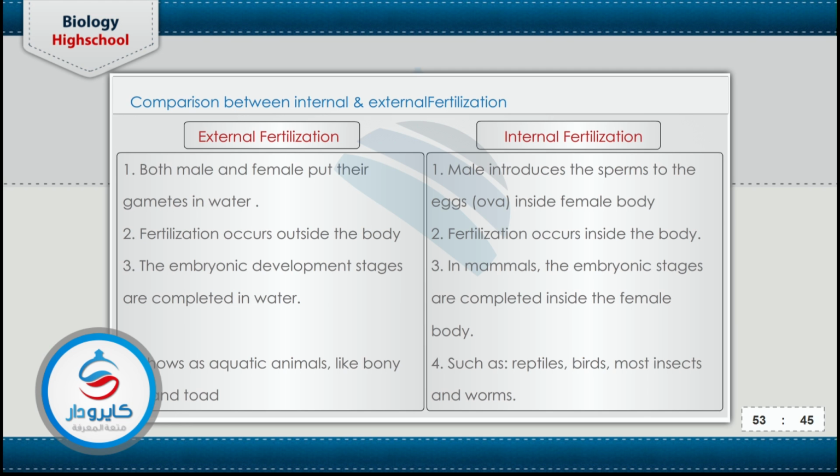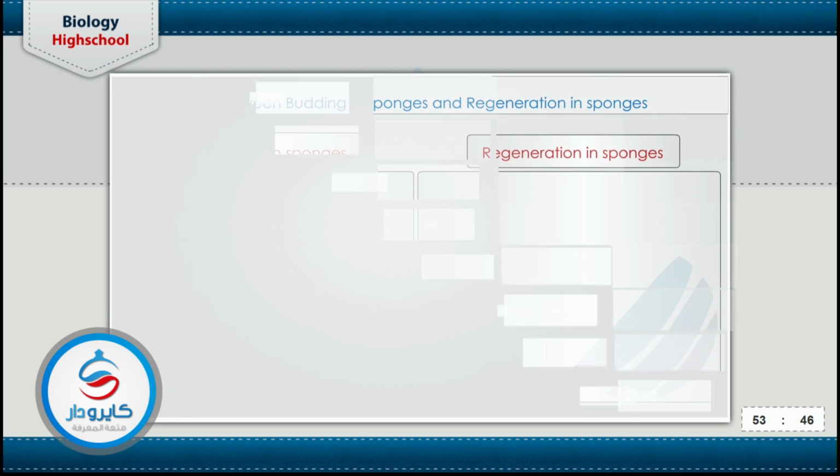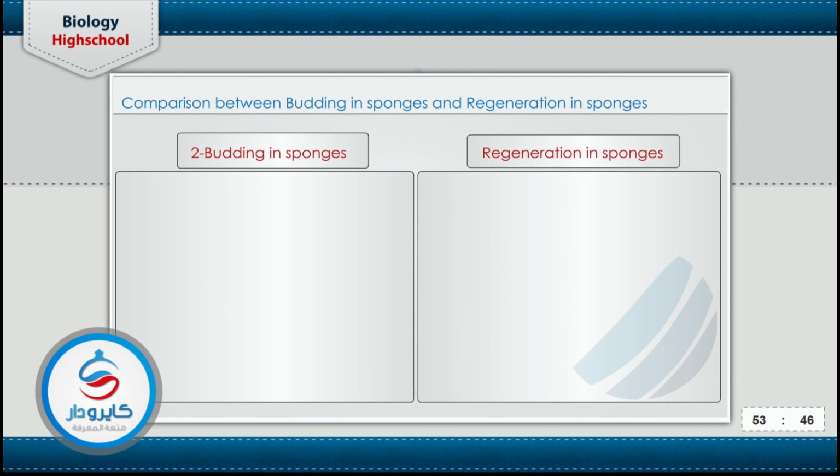In aquatic animals, as that of the bony fish, the toads, and many living organisms which live inside the water. The next question. Compare between budding and regeneration.